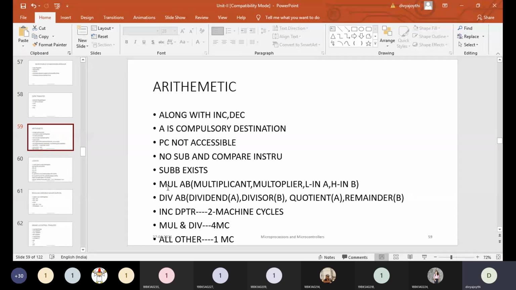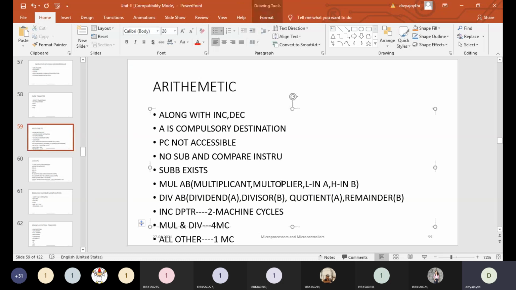And what exactly happens when you write MUL AB? Before the execution of this instruction, A will store the multiplicand and B will store the multiplier. Let me give an example so that you can understand which one is the multiplier and which one is the multiplicand. Say, for example, I want to multiply 222 with 3. In this case, 222 is called the multiplicand, and the number with which you are doing the multiplication, 3, is called the multiplier.